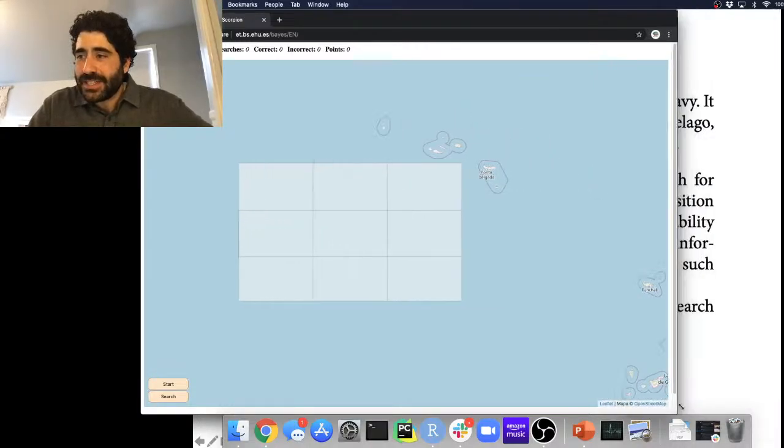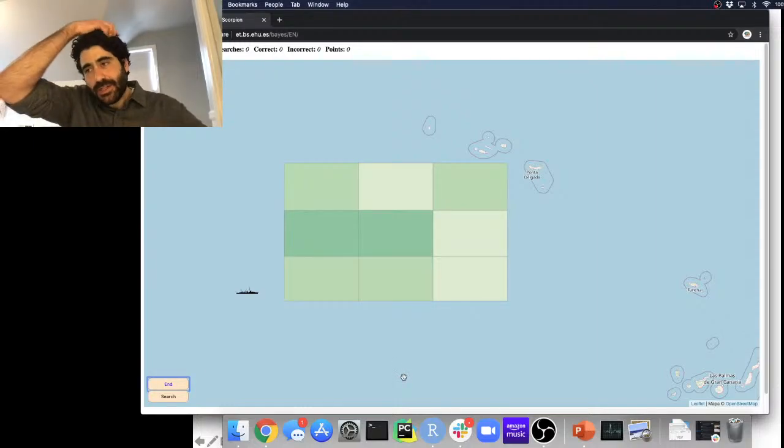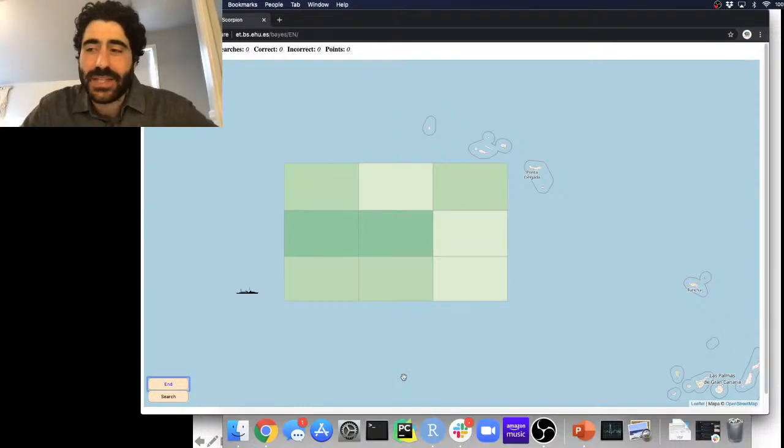But so the logic of this is, we'll hit start here. So here's our prior guess about where we think the submarine is. And the color of these squares indicates the strength of our prior. So what this is saying is that we're pretty sure the submarine went down somewhere over here.